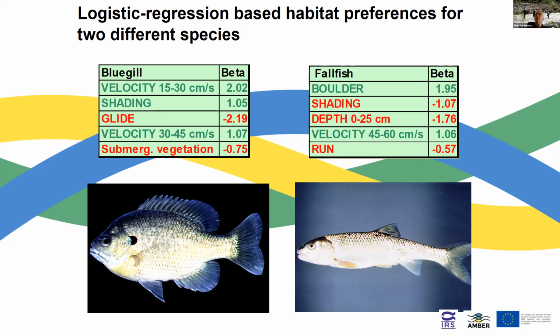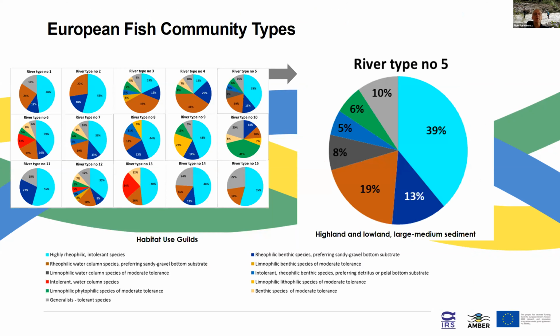And one of the developments that has been continued and pushed pretty far in the AMBER project was defining, instead of building habitat models for individual species, models for habitat use guilds. So the group of species, like this one, highly rheophilic intolerant species, that are using very similar environment, using very similar habitats. So we define a number of those habitat use guilds. There are, I believe, 11 of them for Europe.